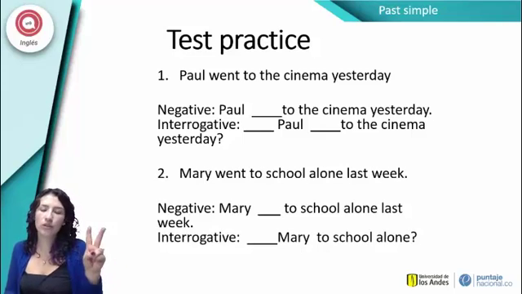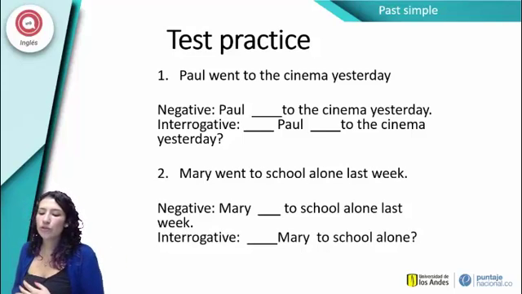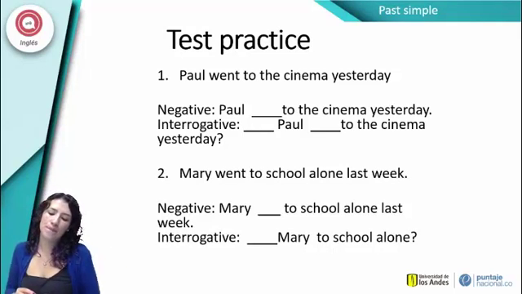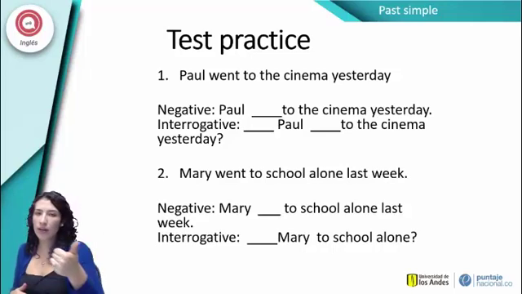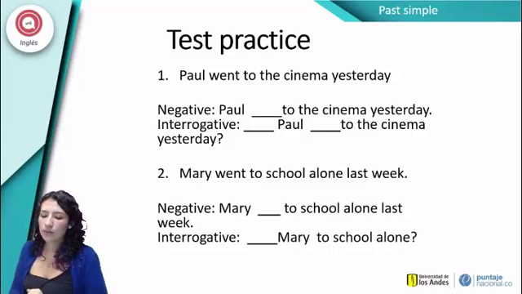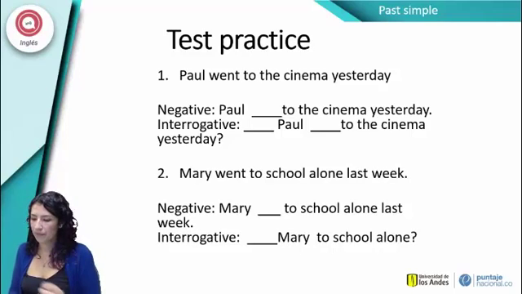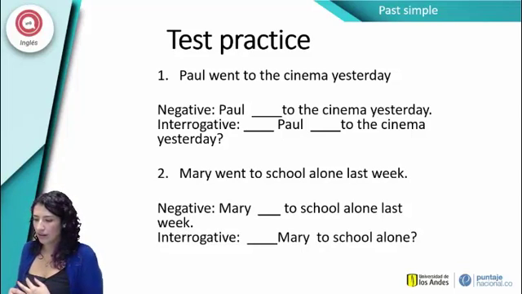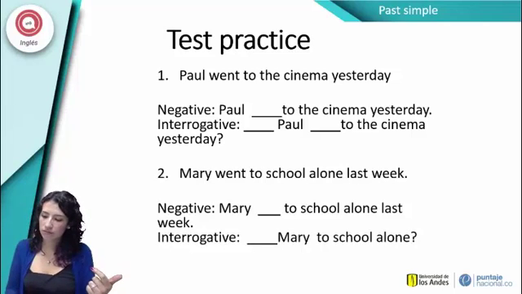Good. Now let's go to number 2. Mary went to school alone last week. Mary fue a la escuela sola la semana pasada. Entonces, un verbo irregular que se tienen que aprender, go. Entonces vamos a ver el negativo. Mary didn't go or Mary did not go. Excellent. And did Mary go?